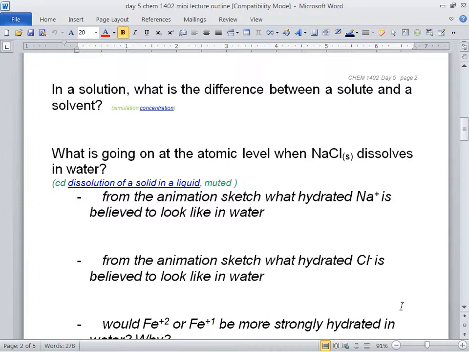But let's start with solutions. And solutions are, well, they're just mixtures, right? But if a solution is supposed to be completely the same concentration throughout, the word was homogeneous. And let's start with the difference between a solute and a solvent here. Let's see.